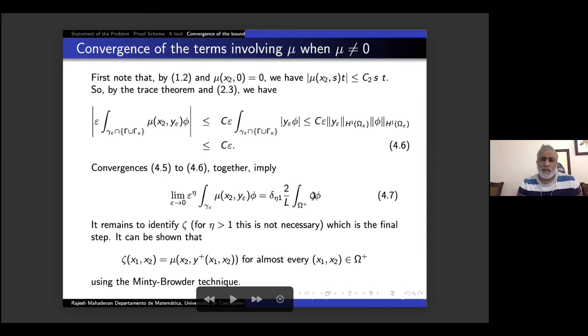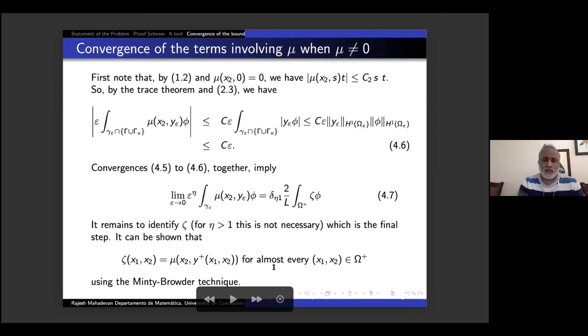But there is still an issue, you need to identify this limit zeta, and actually you can show that zeta is just mu composed with the limit y plus in the upper part of the domain, and this can be done as is usual for monotone operators using the Minty-Browder technique. So the details of this are in our paper, so you can have a look at that.